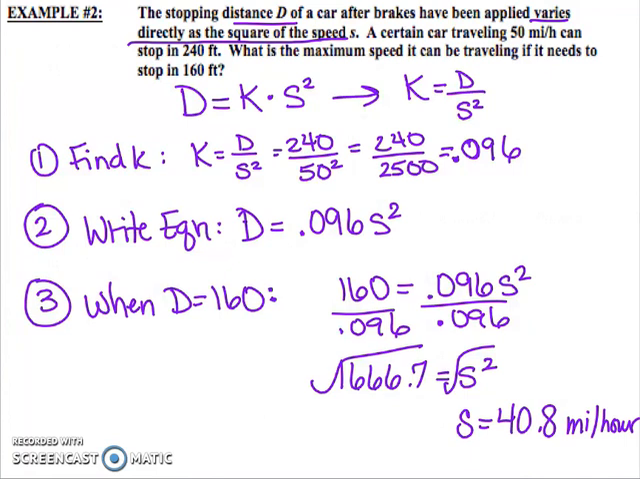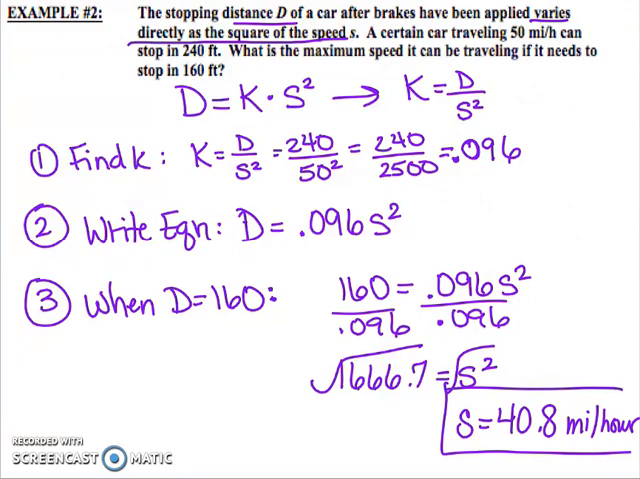Now, yes, when you square root, you get a plus and a minus, but since this is a problem about speed, the negative 40.8 miles per hour really doesn't make any sense. So we're not going to worry about the plus or the minus. We're just going to go with the positive on this one.